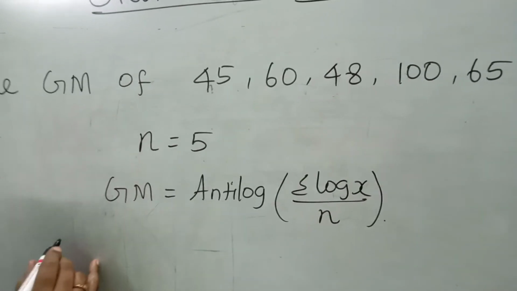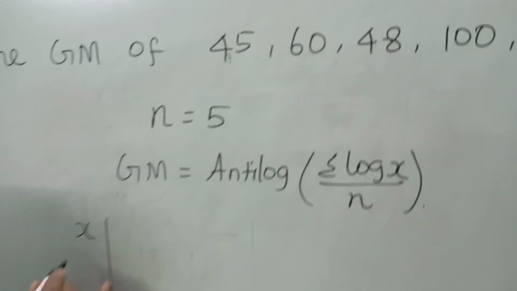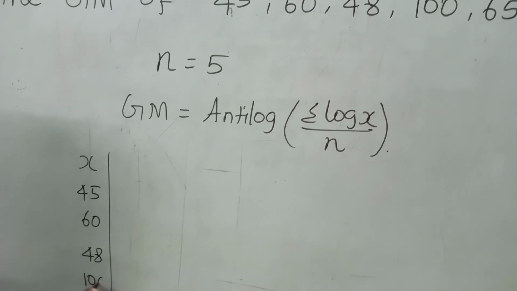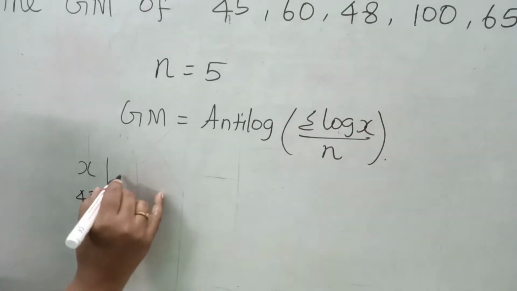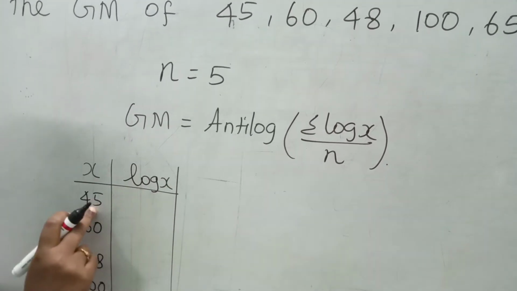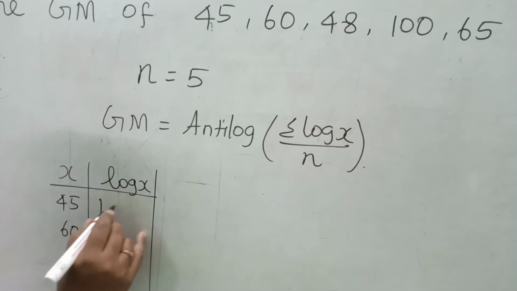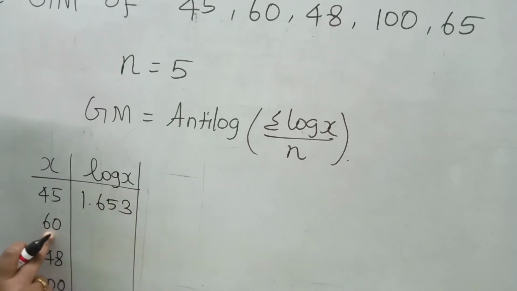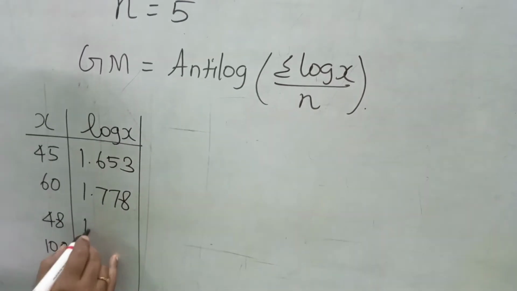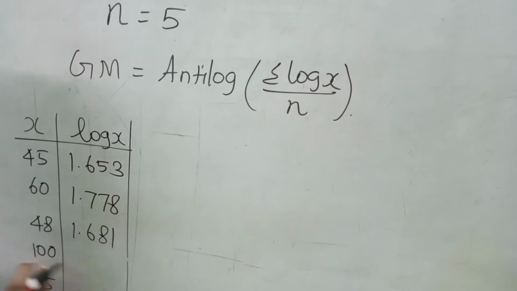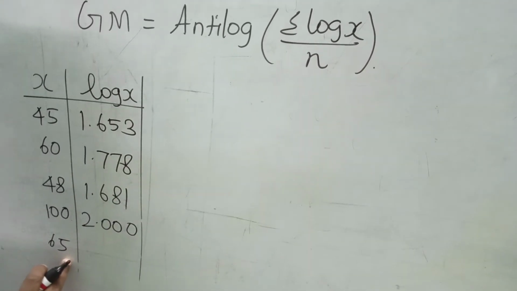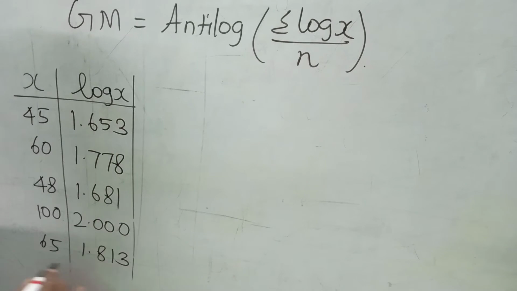We draw the tabular column first. X values are the given numbers 45, 60, 48, 100, 65. We need log x values. Using the scientific calculator we can find them. Log of 45 is 1.653. Log of 60 is 1.778. Log of 48 is 1.681. Log of 100 is 2.000. Log of 65 is 1.813.